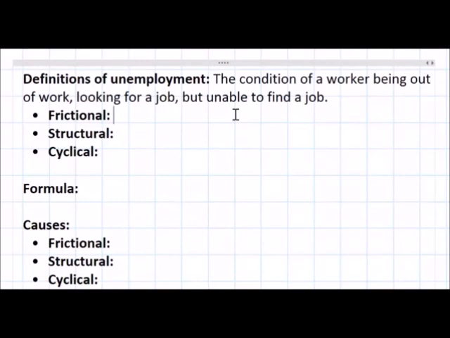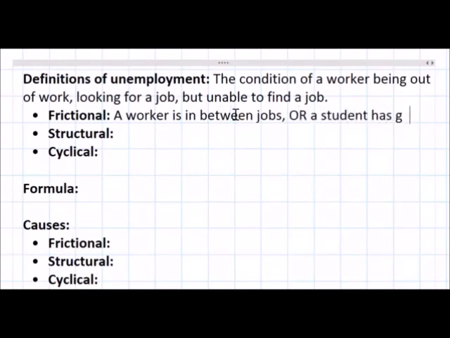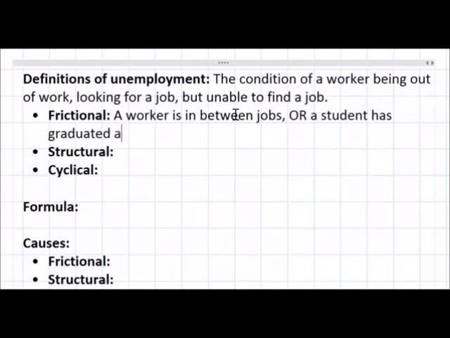Now, to get more detailed, we have to break down the different types of unemployment that a country's economy might experience. Let's start with one called frictional unemployment. Frictional unemployment is a very common type of unemployment that refers to a situation in which a worker is in between jobs, or a student has graduated or finished school and is looking for his or her first job.